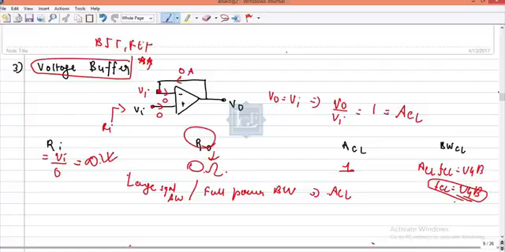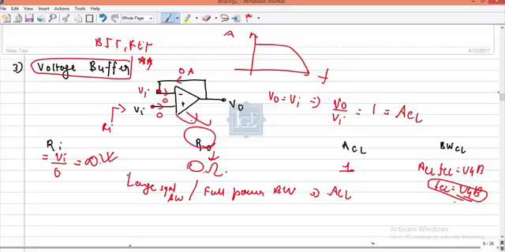Now I'll discuss a question that was asked to me in this year's ISRO interview. They asked me to draw the frequency response of an open loop op-amp. This is my frequency response of the open loop op-amp. This is A, this is F. Then the next question they asked me is to draw a buffer circuit using op-amp. I drew this circuit.